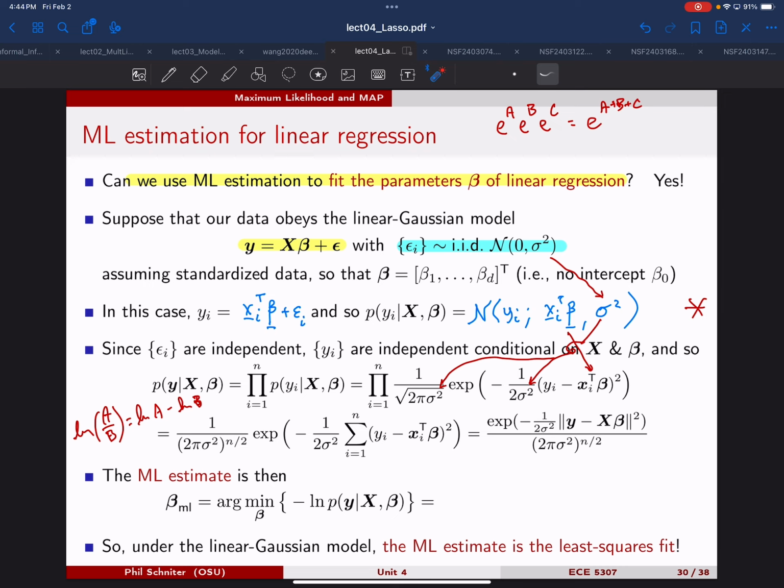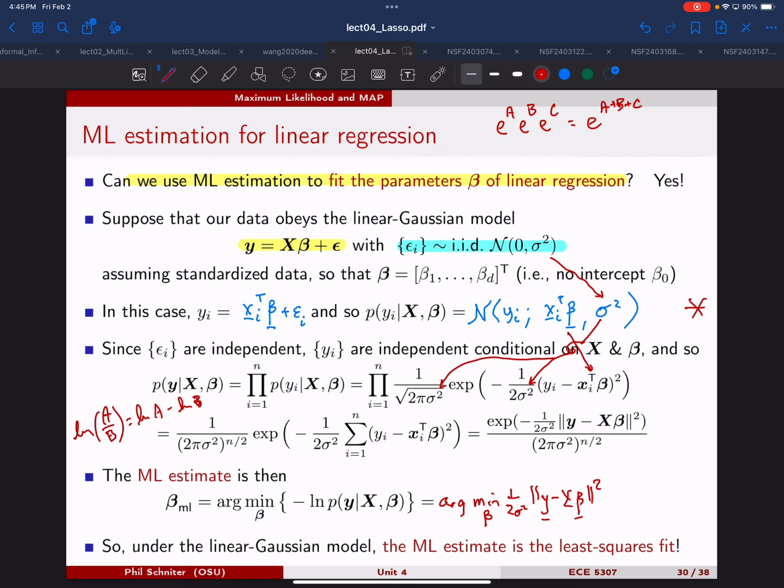And then the other thing I mentioned, the log killed this. The negative sign kills this. And so all we have left is arg min beta of 1 over 2 sigma squared times that norm squared. Starting to look more and more like linear regression as we formulated it before, right?